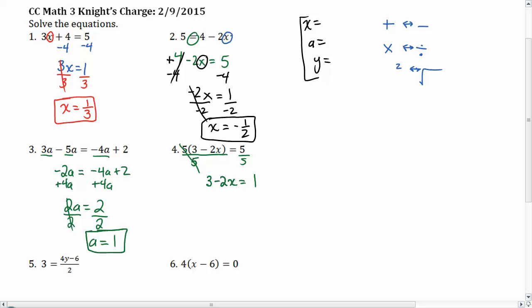Okay, now this looks a lot more similar to number 2, where you have a number minus 2x. Well, looking back to what we did, you need to get rid of this 3, and it's being added right now. It's a positive 3, so you can do minus 3 to both sides. So you get negative 2x equals negative 2. Now divide both sides by negative 2, and you get x equals negative 2 over negative 2. It's the same number on the top and bottom, so it's just going to be a positive 1.